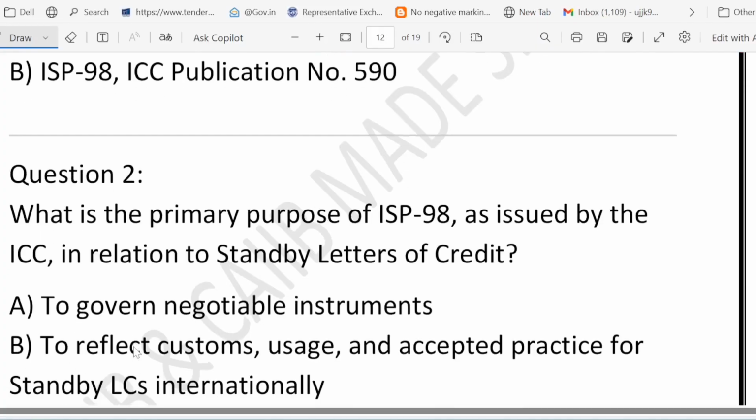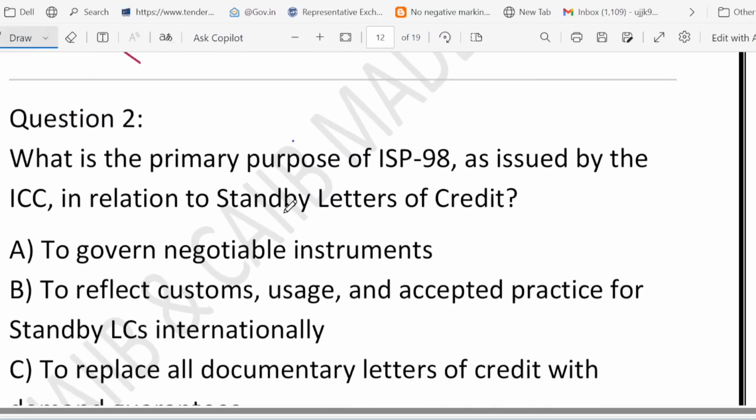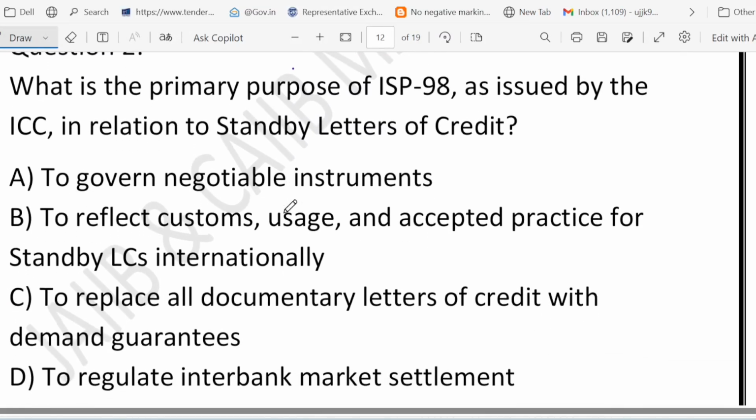Now one more question regarding ISP 98. Let's have a look. The question is: what is the primary purpose of ISP 98 as issued by the ICC in relation to the standby letter of credit? Option A, to govern negotiable instruments. Option B, to reflect custom, usage and accepted practice for standby LCs. Option C, to replace all documentary letters of credit with a demand guarantee. Option D, to regulate the interbank market segment.